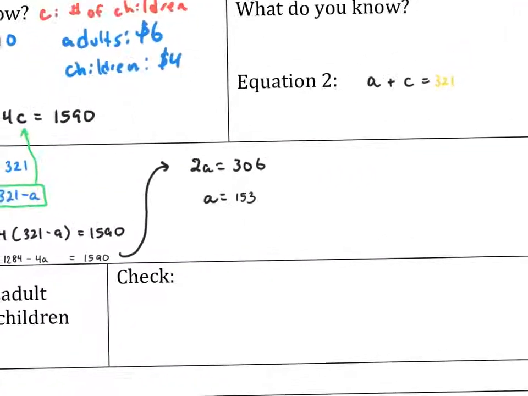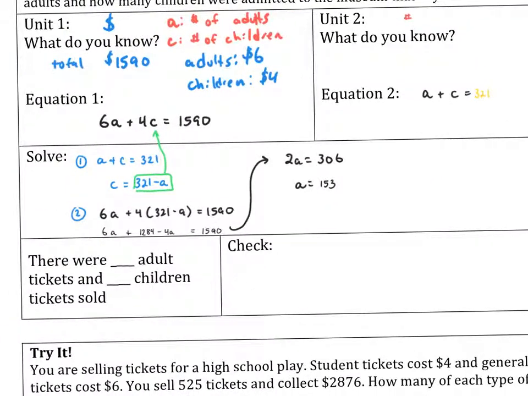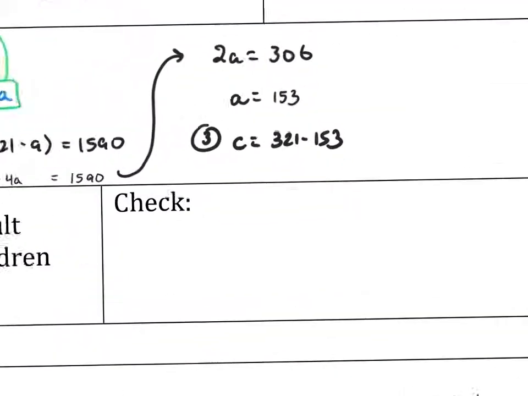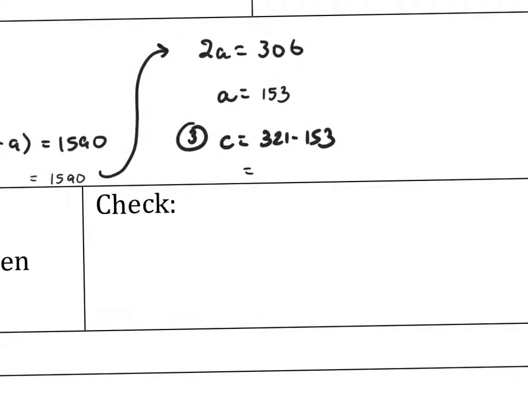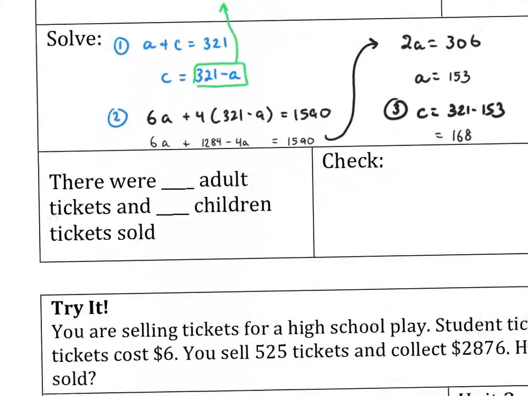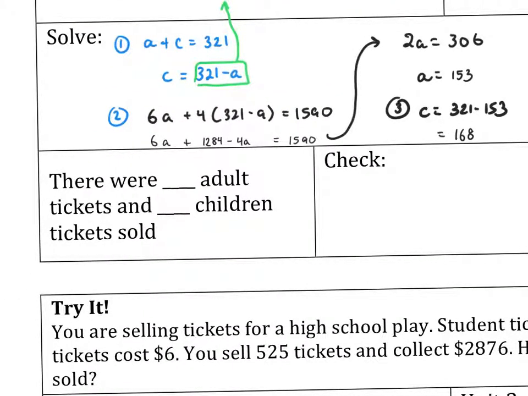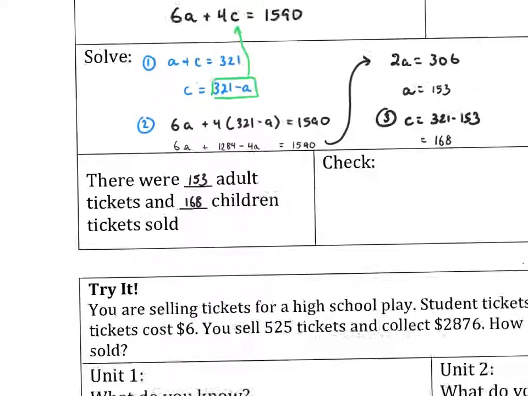Now step 3 is just to take that expression and plug that back into step 1. So 321 minus 153. And we'll get our final result here. 168. So far the answer seems to be this. There were 153 adult tickets and 168 children tickets.